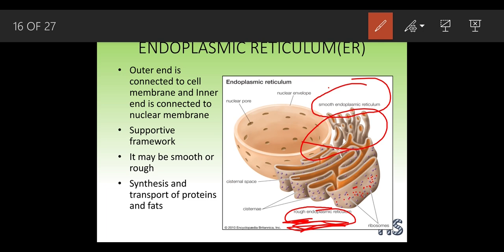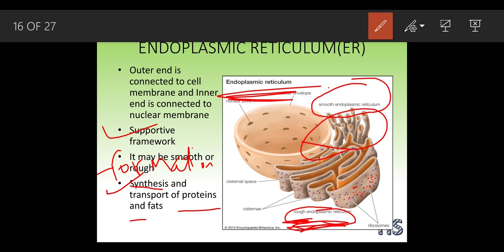What is the function of this endoplasmic reticulum? It provides the supportive framework. This is one function. And the major and main function of the endoplasmic reticulum is the synthesis and transport of proteins and fats. Synthesis here means formation. In the endoplasmic reticulum there is a formation and transport of proteins and fats.